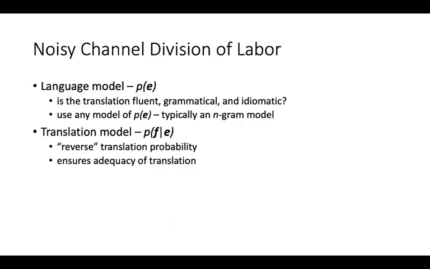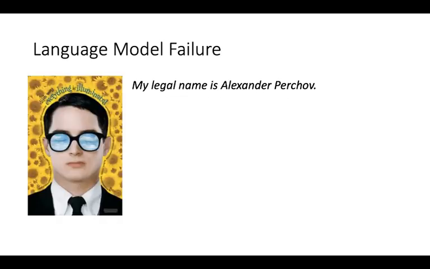For the language model, it will estimate the fluency, or check whether the sentence is grammatically correct or idiomatic. And we can use any language model, like an N-gram language model or a neural language model. And for the translation system, it reverses the way that we want to translate. We want to estimate the probability P of F given E, and it helps to ensure the adequacy of the translation.